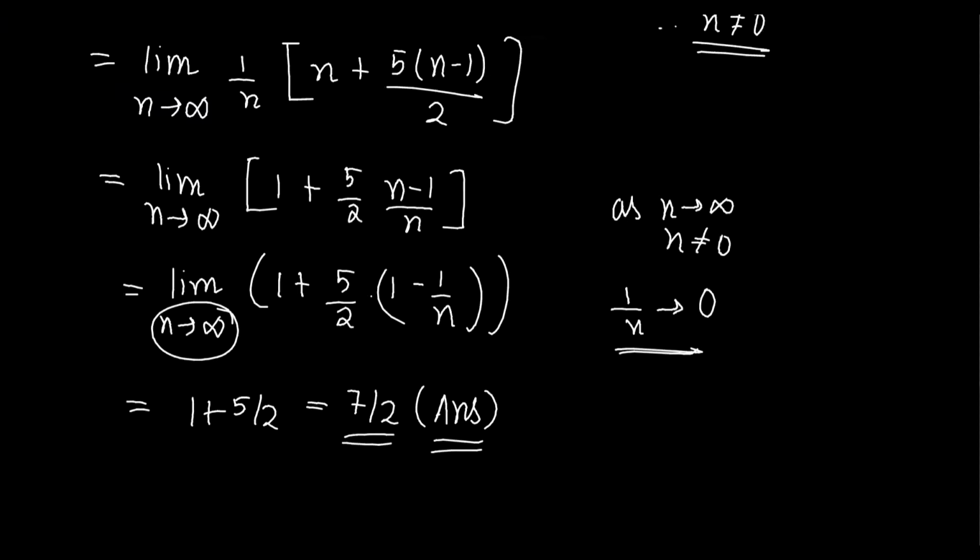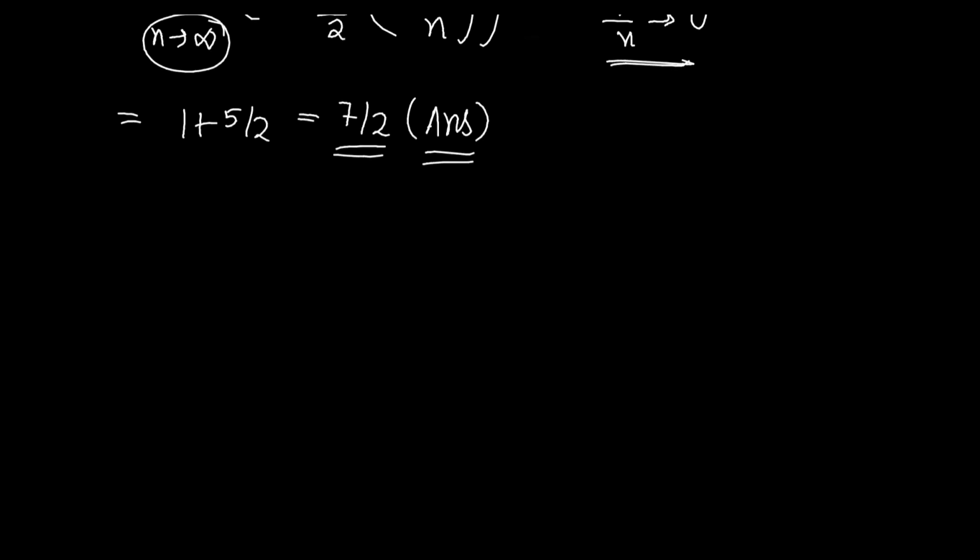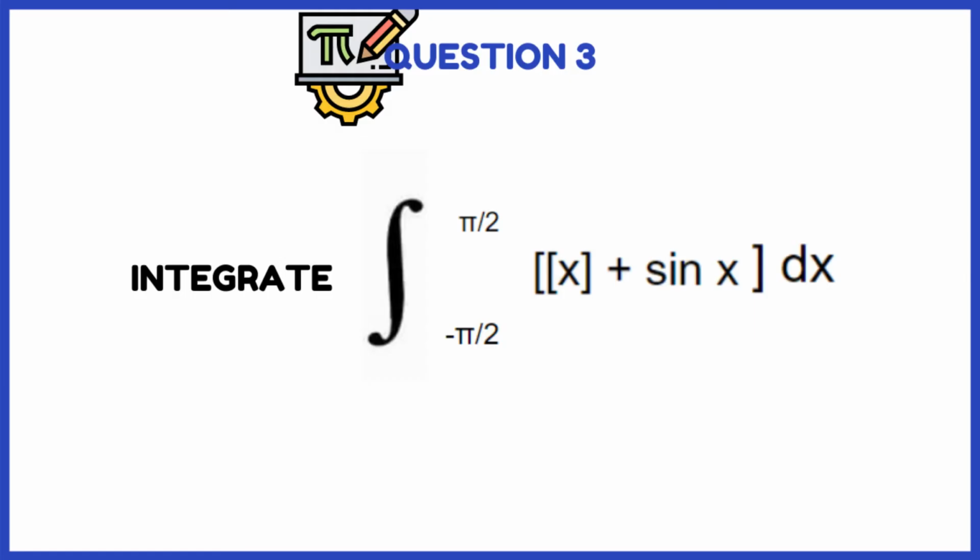Now we come to the third question. The third question is a very, very interesting sum. So here it is given that the integration from minus pi by 2 to pi by 2 of box of x plus sin x dx. Here this box is representing the greatest integer function.